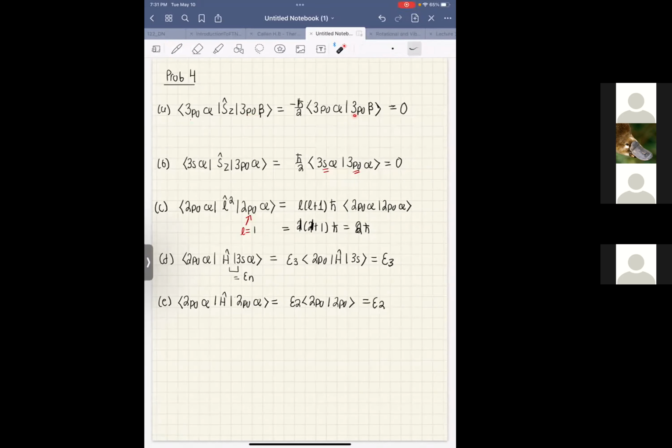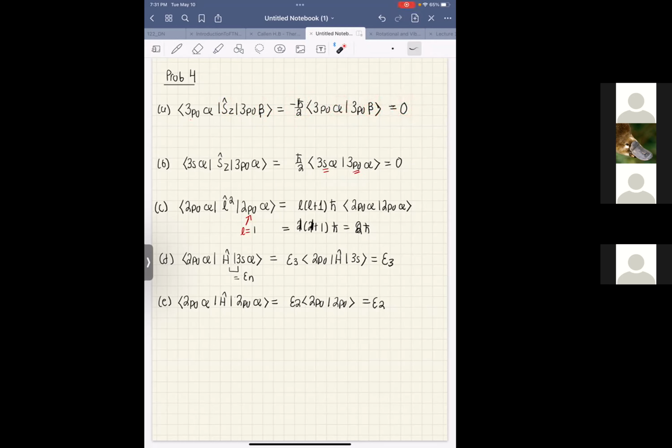And so, wait, this is the spin part, and this is beta. So this beta relates to an eigenvalue of negative 1 times h bar. So then we have negative h bar, which is the eigenvalue for beta. But since there's two different spin parts, these two spin parts will be orthogonal, which means this will equal 0.